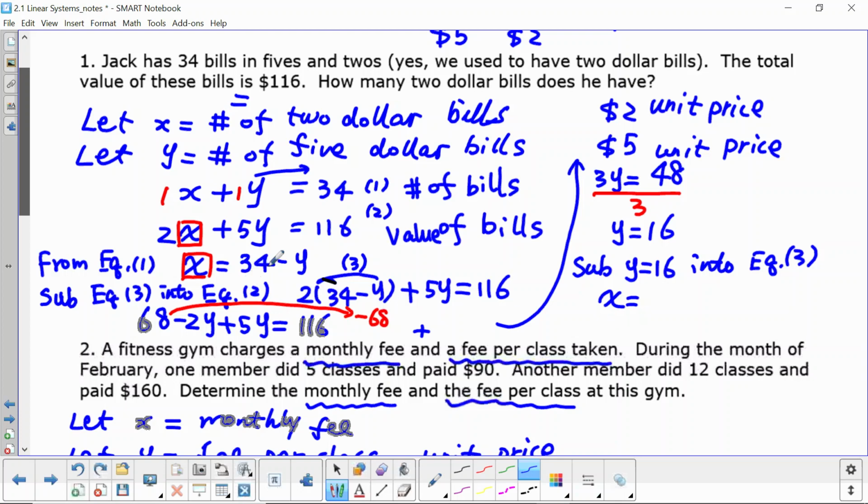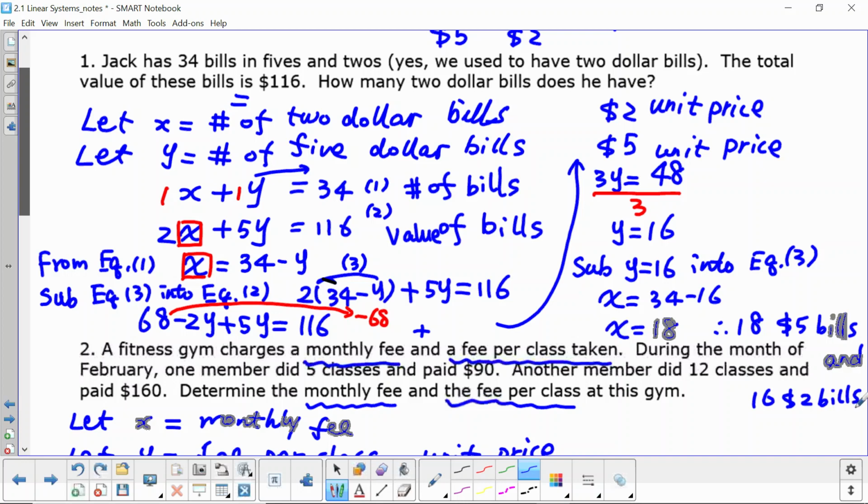Then it will be 34 minus 16. X equals 18. Then you just write a statement. Therefore, 18 $5 bills and 16 $2 bills. That is done.